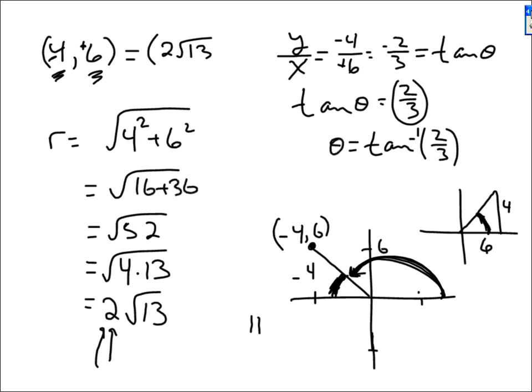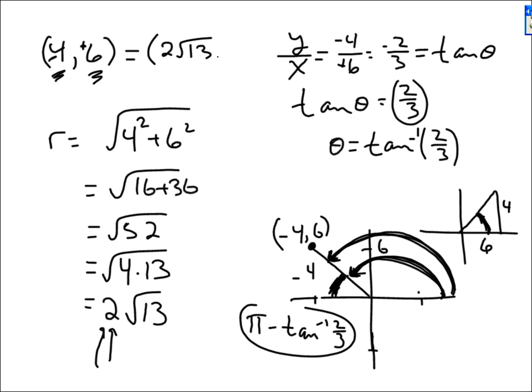So what I do is I make a slight mistake. I go too far. I go out to pi. And then I say, oops, I went too far. Let me take away what I didn't mean to, which happens to be the tan inverse of 2/3. And what do you know? I get the angle that I want. So there's the angle. I'm going to run out of room, but it's pi take away the tan inverse of 2/3. That's the answer.